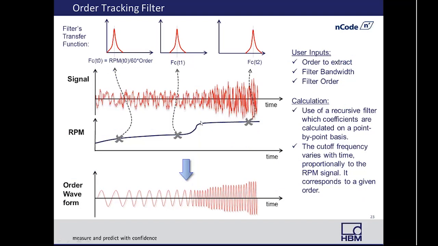Filter bandwidth can be constant frequency or constant order. It's up to the user to choose. And the number of poles, or the filter order, if you like, controls the selectivity of the filter. And the output is a new signal, which is bandpass filtered around a particular order. So that's the waveform of an order.